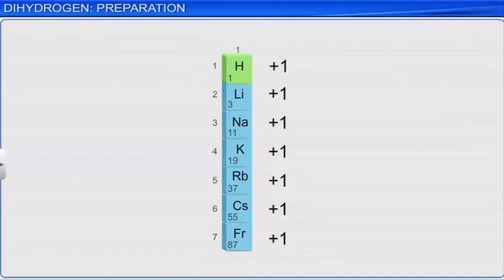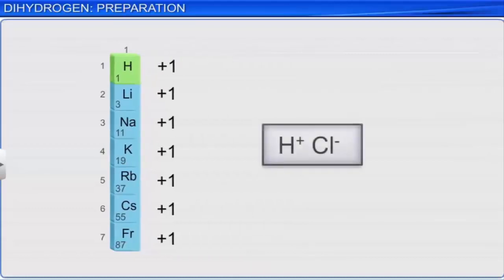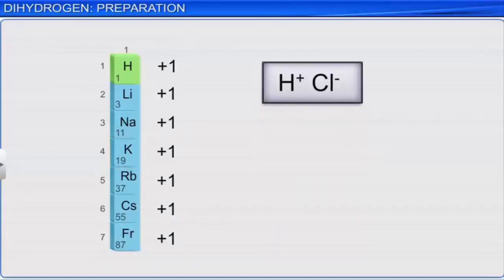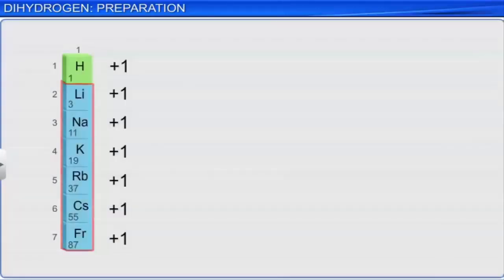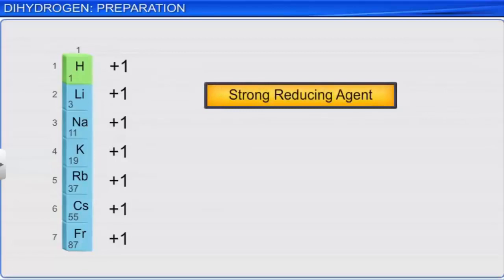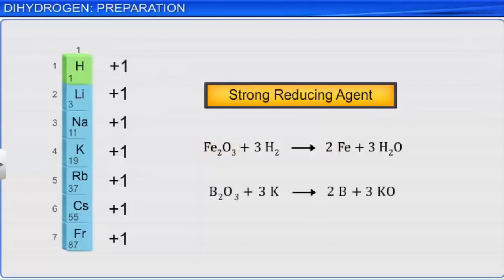For example, in hydrochloric acid, hydrogen has an oxidation state of +1, which is similar to that of alkali metals such as sodium and potassium, in sodium chloride and potassium chloride respectively. Like alkali metals, hydrogen acts as a strong reducing agent. For example, it reduces iron 3 oxide to iron, which is similar to the behavior of the alkali metal potassium in its reaction with boron oxide, wherein it reduces boron oxide to boron.